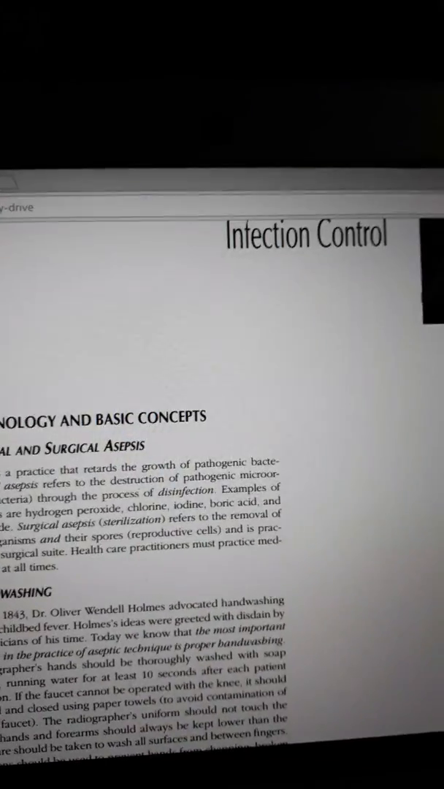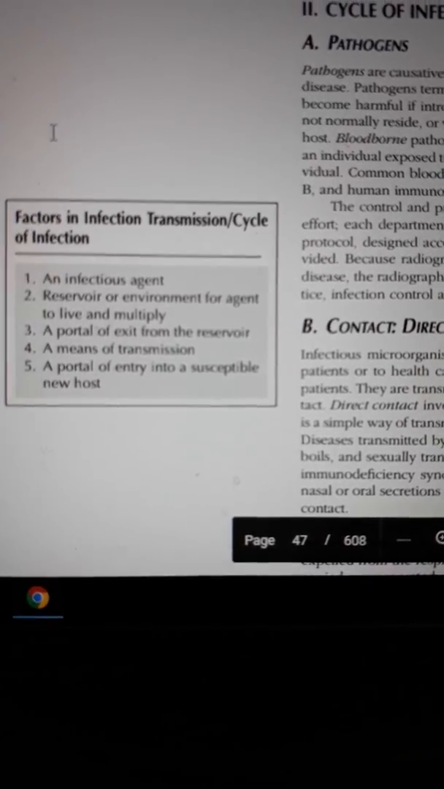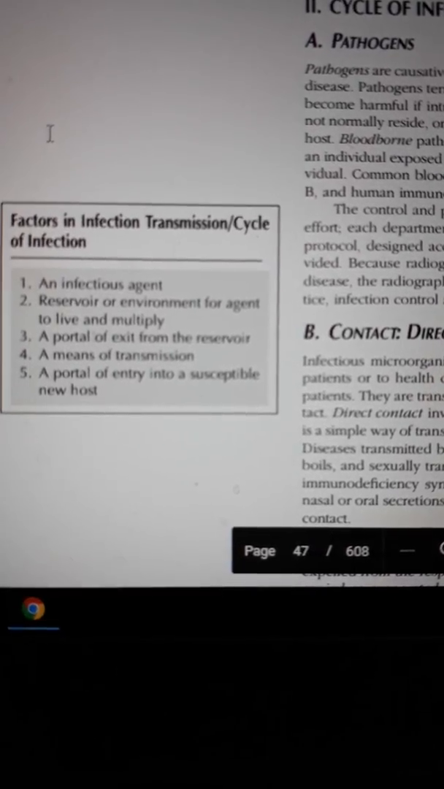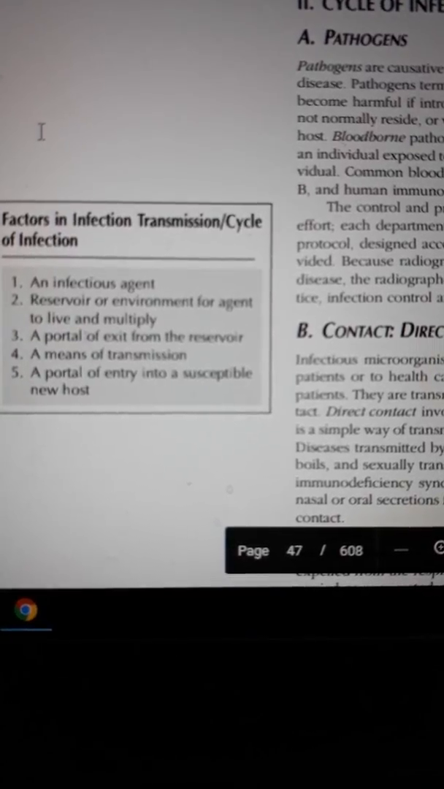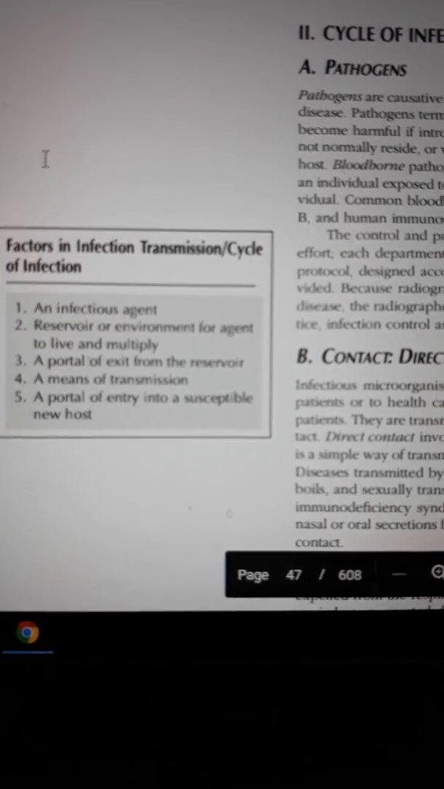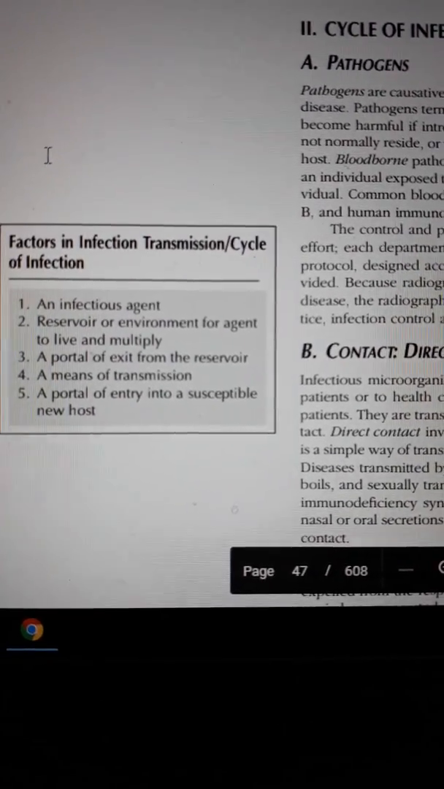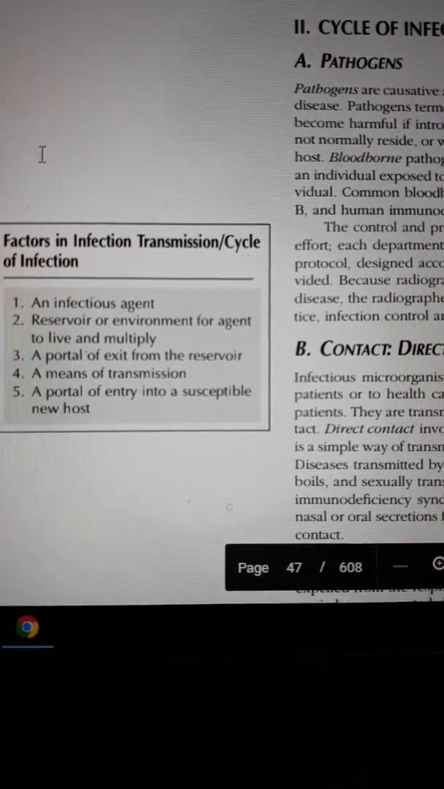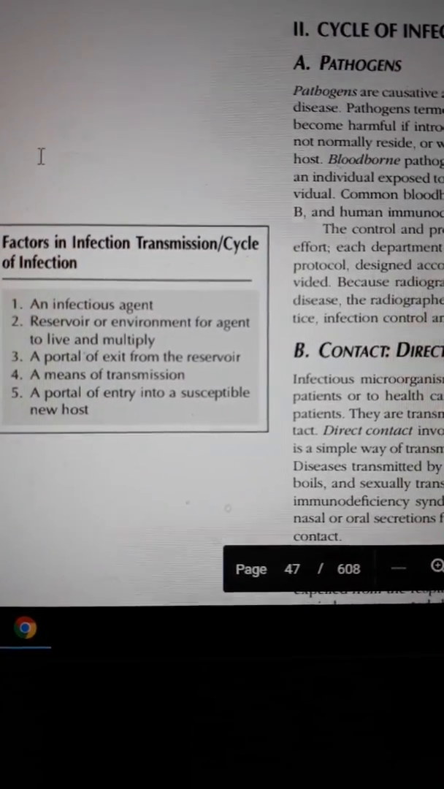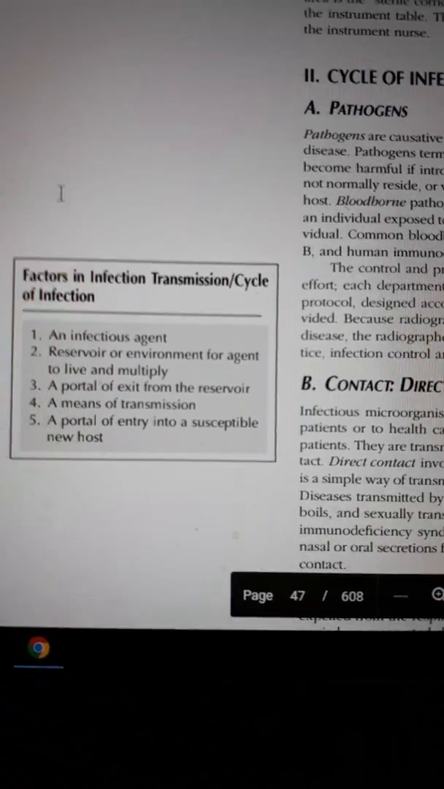Infection control. Factors in the infection transmission cycle of infection: an infectious agent; a reservoir or environment for the agent to live and multiply; a portal of exit from the reservoir; a means of transmission; and a portal of entry into the susceptible new host.